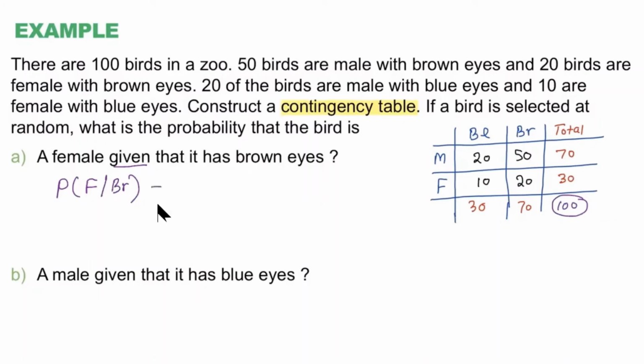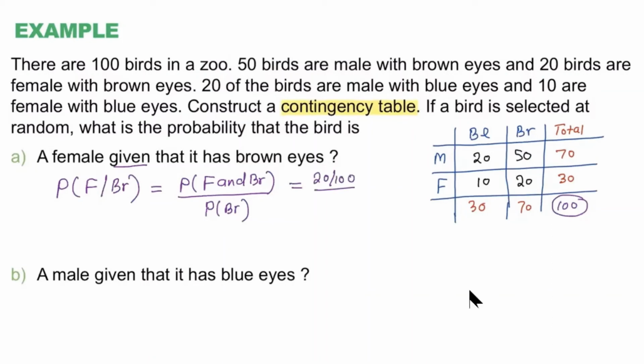So the formula for conditional probability, if you remember, the numerator will be the probability of these two: probability that it is female and brown, divided by probability that it is brown. Now, from this table, tell me how many birds are female and also have brown eyes. 20. Right. Female and brown eyes, 20 out of 100. So 20 over 100. Probability, we have to divide by total.